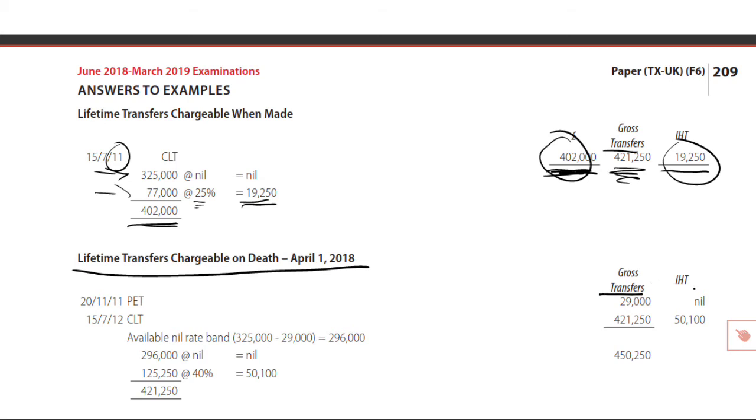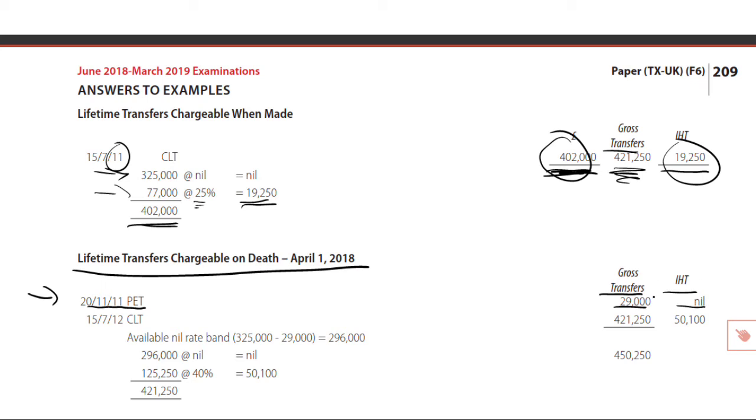We now need just 2 columns, the gross transfers and the tax column. The first of the transfers within that 7-year period, November 11. That was the pet. How much was it? 29,000. It gets first use of the nil rate band available at the date of death. It is still £325,000, more than sufficient to cover the 29,000 and therefore no tax.